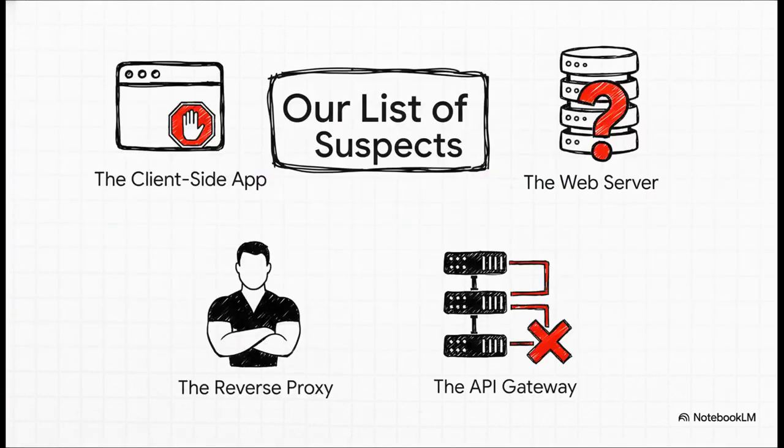Which brings us to our official lineup of suspects. Suspect number 1, the client-side app itself. Maybe it has some rule that stops the request before it's even sent. Then you've got the web server, your Node.js, Python, or Java backend, which could be rejecting the payload. And then there's the usual suspect, the one that's really common, a reverse proxy like Nginx or an API gateway. Think of it as the bouncer at the front door of your entire system.